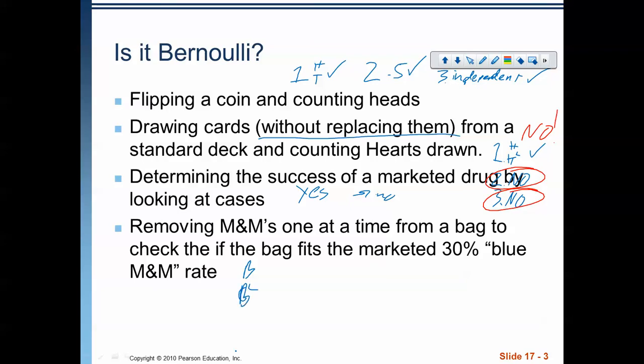Probability of success remaining constant. No, we don't. If we're taking M&Ms out of the bag, that means that every time we draw an M&M, we have a different probability of drawing a blue M&M. So that we do not have a constant success. So this one is a big fat no.